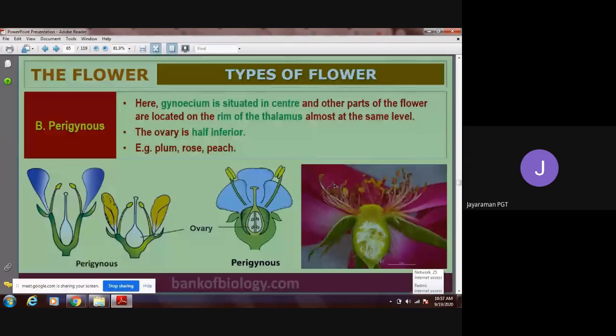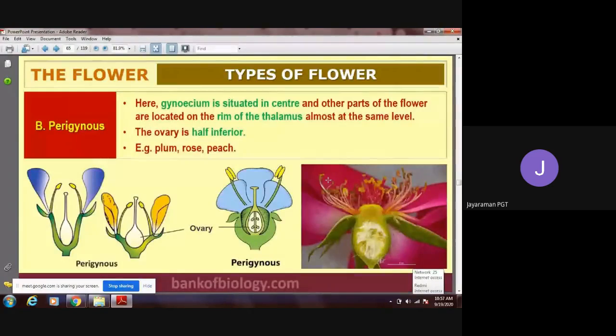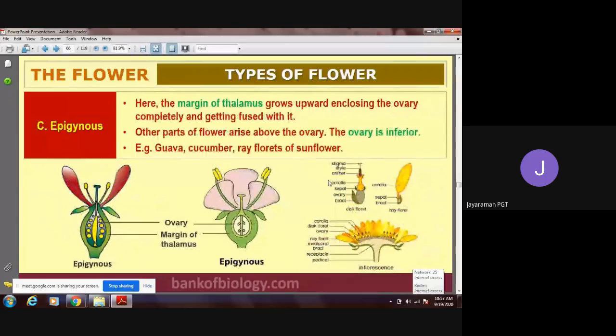Examples you have to note down. Sometimes questions come as examples. Then, lastly, the epigynous flower. The flower is above the gynoecium. This picture you can see, the first picture is clear. This is the gynoecium, the middle part is the ovary, and the other parts are above the gynoecium. This is known as an epigynous flower.